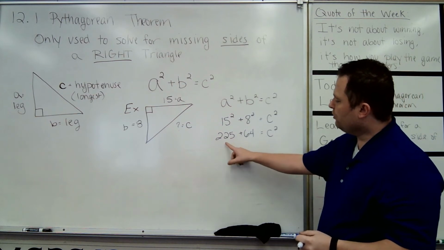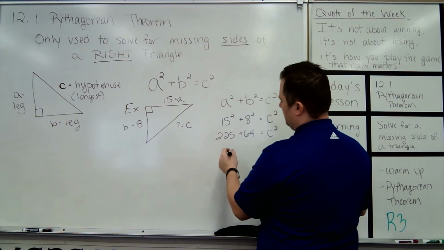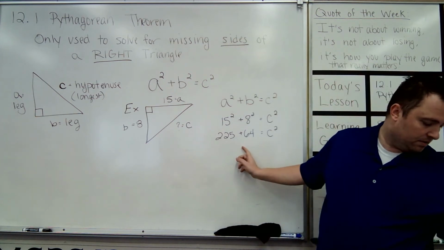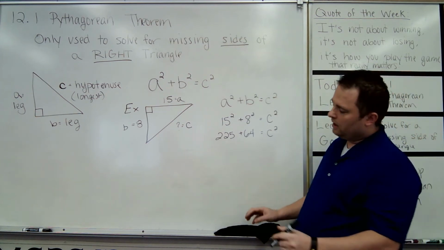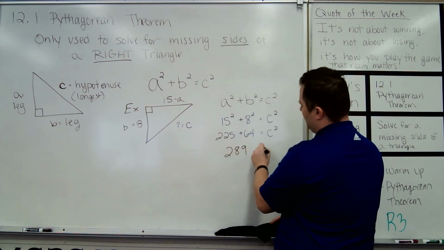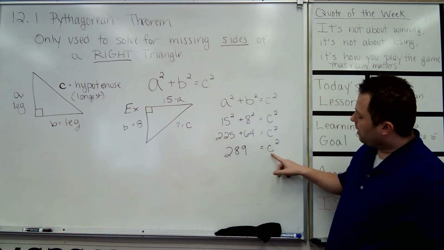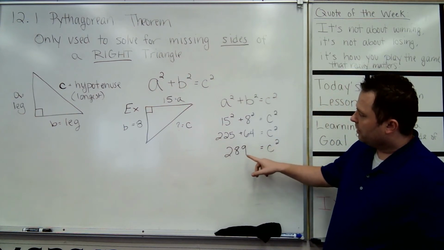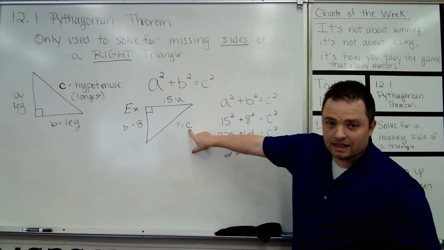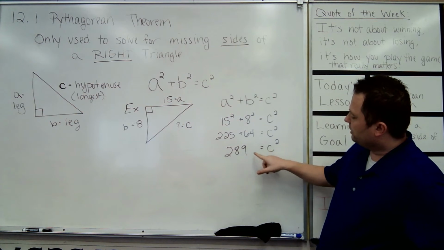Now 225 plus 64, okay? 225 plus 64 is 289. And that's equal to c squared. Now again, we do not want c squared. Remember, we're trying to find out what the value of c is, not c squared. So c squared is equal to 289.